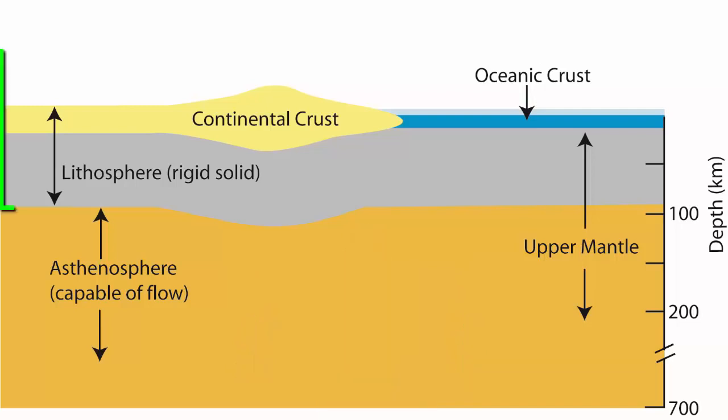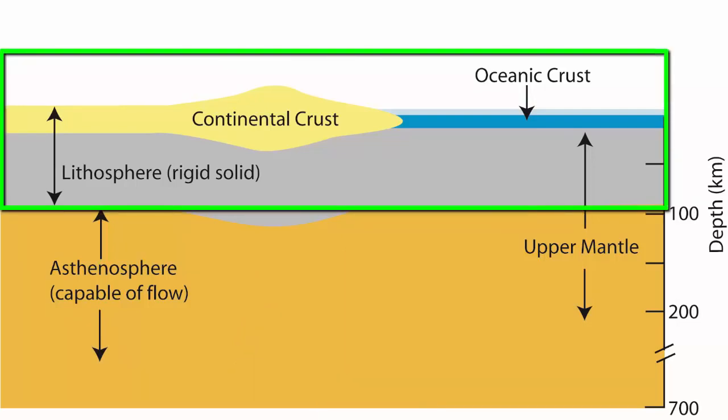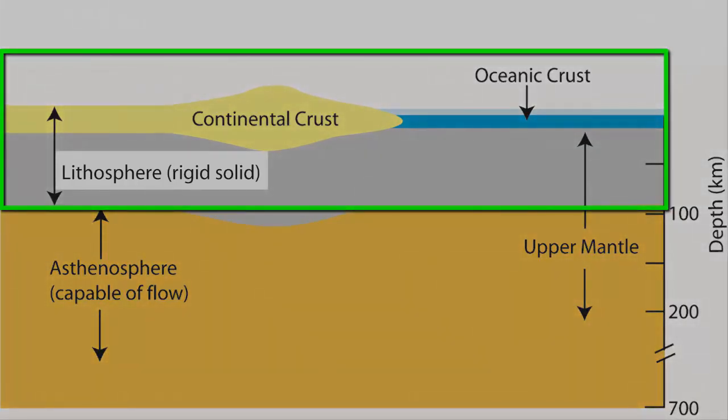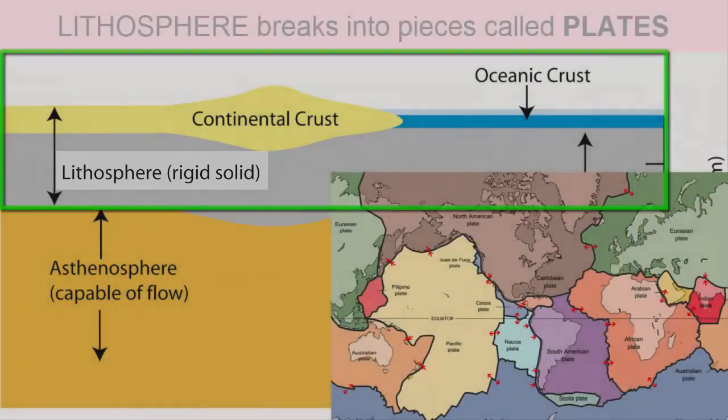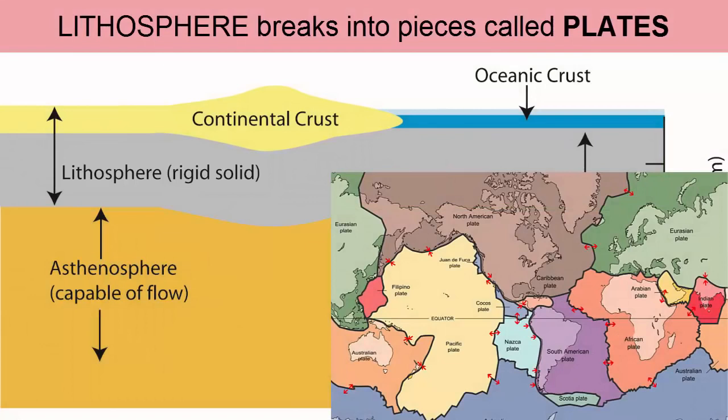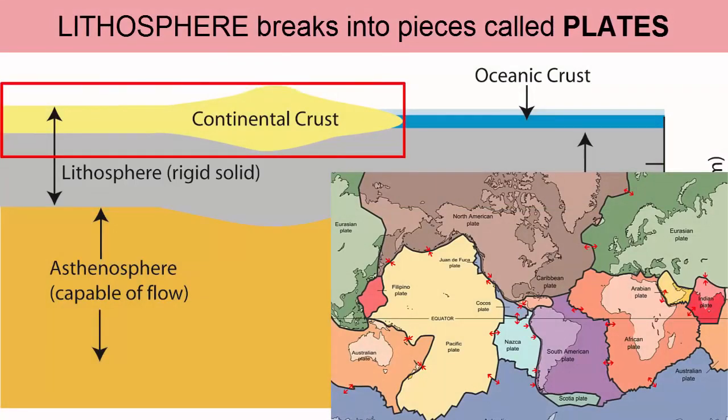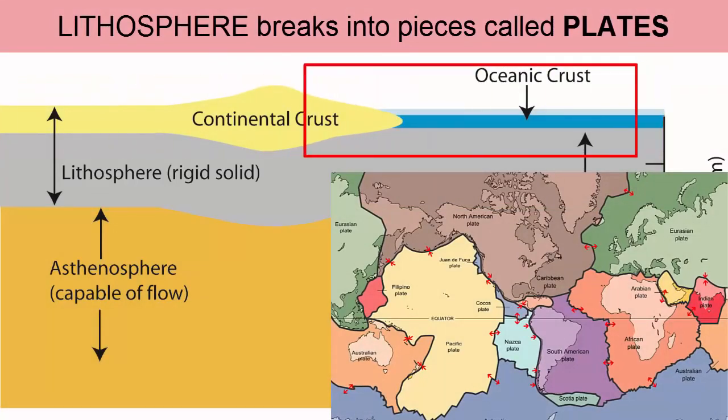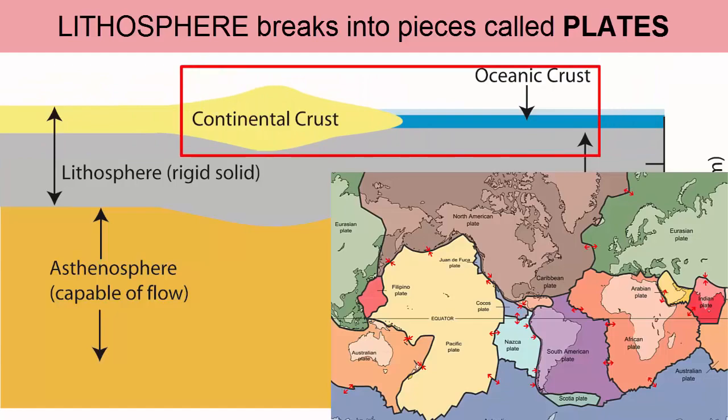The rest of the upper mantle plus all of the crust are fused together. We call that combination of crust plus upper mantle that sits above the asthenosphere the lithosphere. The lithosphere is broken up into pieces that we call plates. Some of the pieces contain continental crust, some ocean crust, and some contain both side by side.